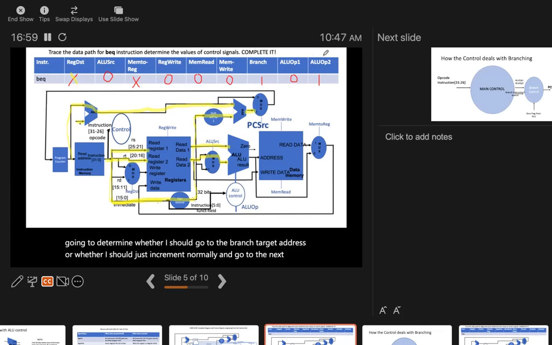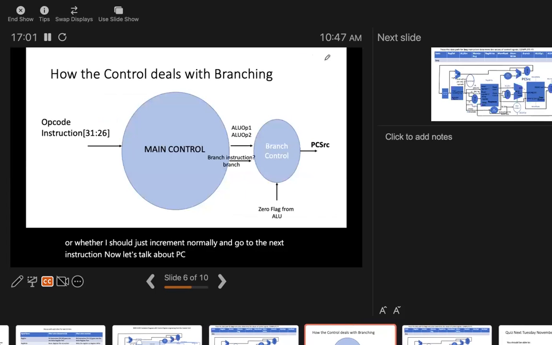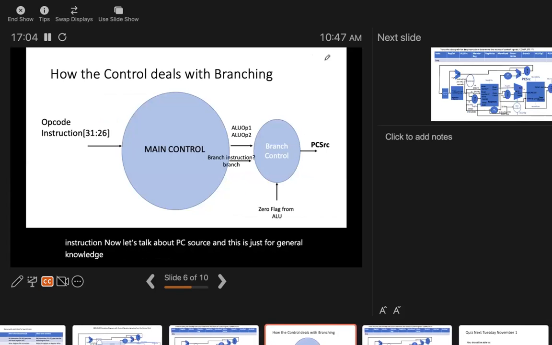Now let's talk about PC source. And this is just for general knowledge for you, to recap how digital logic ties into computer organization and computer architecture. We are going to see how PC source is actually generated. Your main control unit does everything. So that's why this is a big bubble right here, the main control unit. Your main control unit takes in just those 6 bits, 31 down to 26, which is the opcode, which tells the main control what kind of operation it is.